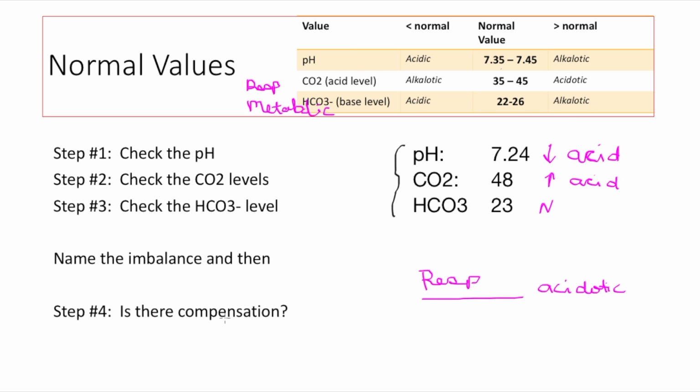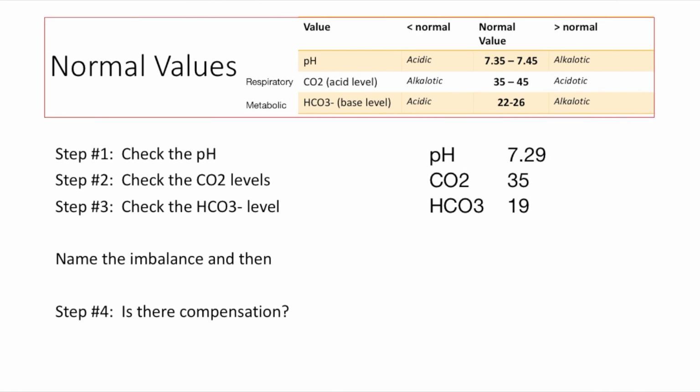Now the other question is, is there compensation? To determine this, I need to look at the opposite system, the bicarb, my metabolic system. Because the value is still normal, there hasn't been a shift yet in the kidneys to help support this imbalance, so we would call this a non-compensated respiratory acidosis. All right, so let's try another one.